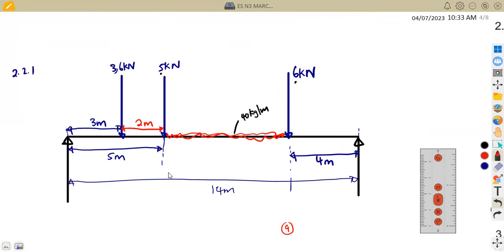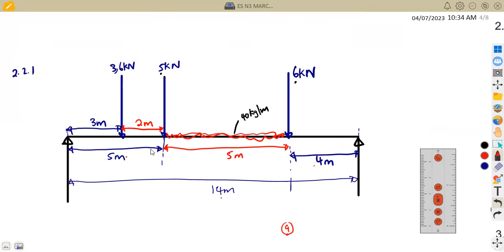That is what we need to know. Remember, this is 5, this is 4. So 5 plus 4, that's 9. And 14 minus 9 is going to give us 5. So which means in between these 2 points of 6 and 5 kilonewton, there's a distance of 5 meters. So this uniformly distributed load is going to be affected for the 5 meters.